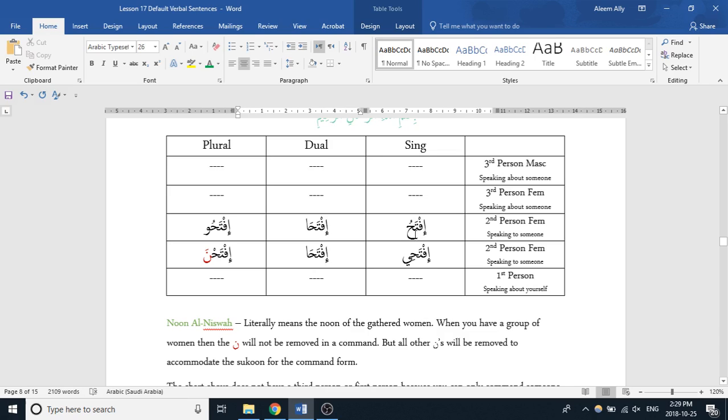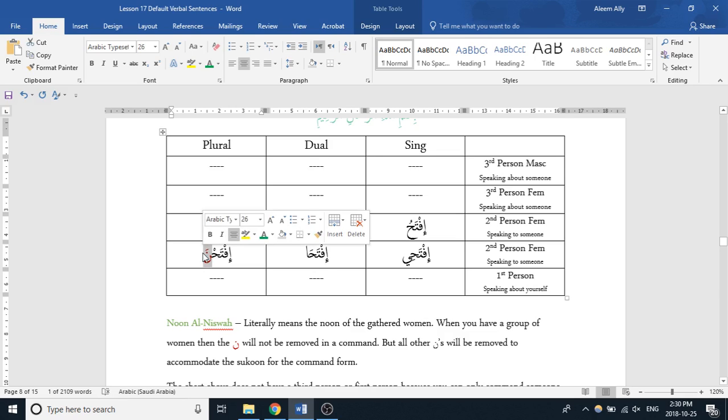So we have iftah, which means you open. Iftaha, usually it would be iftahani, but the noon gets removed because they can't take a sukun. So it just becomes iftaha. You both open. Iftahu. Usually it's iftahuna. The noon gets removed and now it means you all open. And then iftahi, usually it would be iftahina, but the noon gets removed. And then iftaha, usually it'd be iftahani, but the noon gets removed. Then in this case, when you're referring to 3 or more women, it still remains. That noon is known as the noon al-niswa, literally meaning the noon of the gathered women, and it doesn't get removed. All the other noons do.